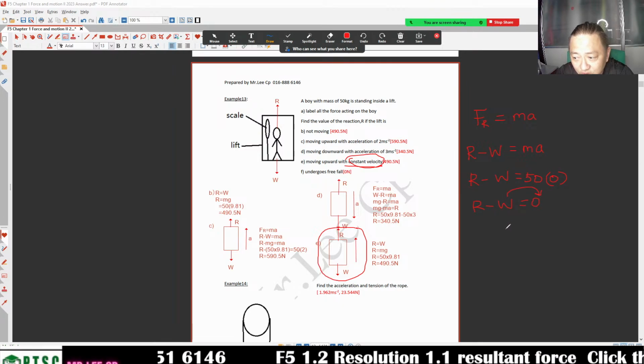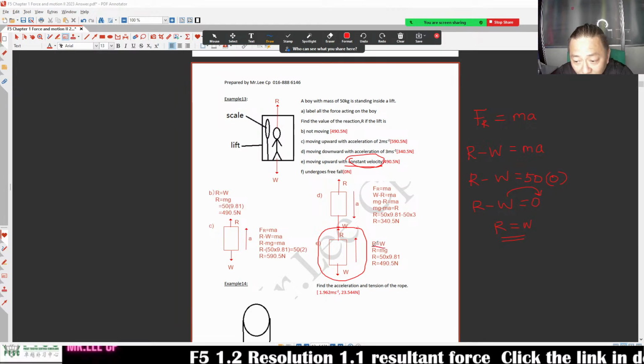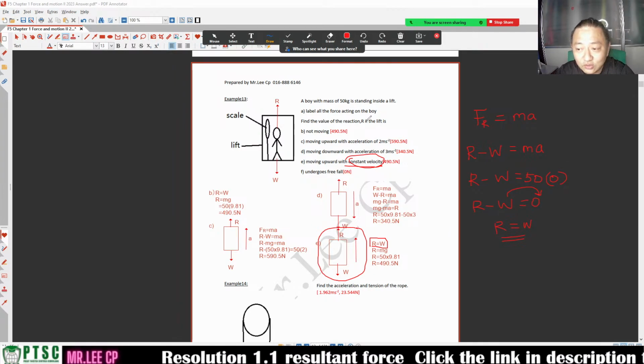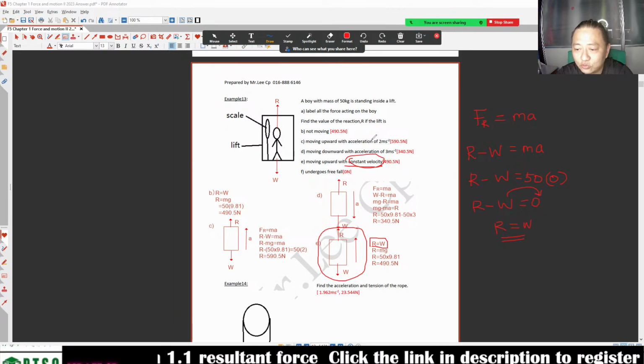So you can move it to here: R is equal to W. That's all. That's why we got R equal to W. Next time you see constant velocity or not moving, it is all the same. You don't need to worry.